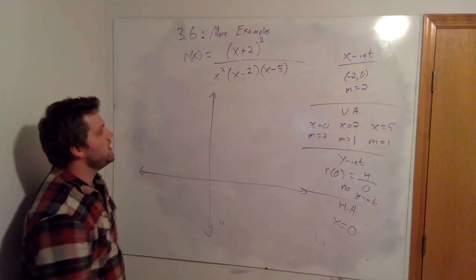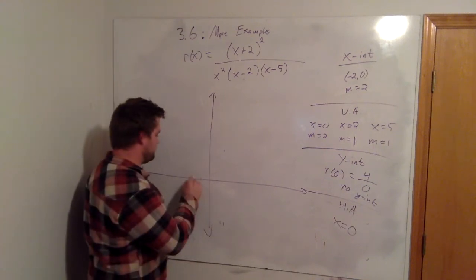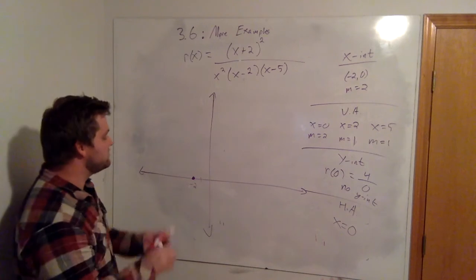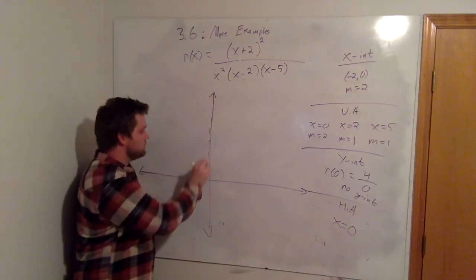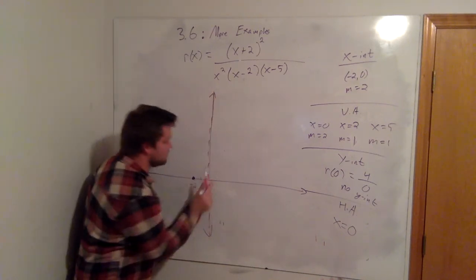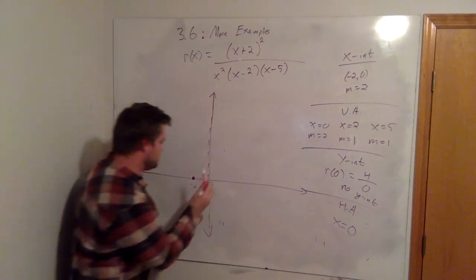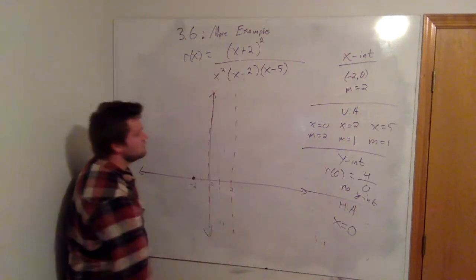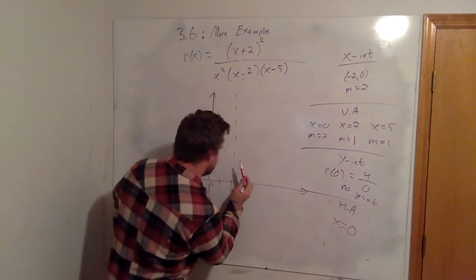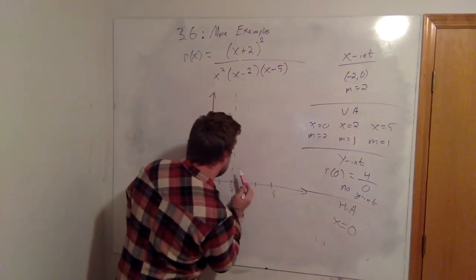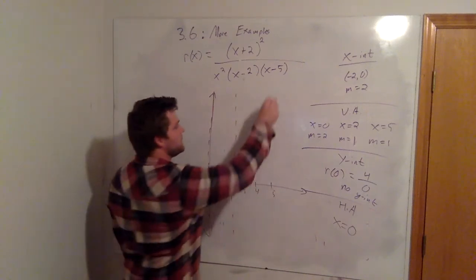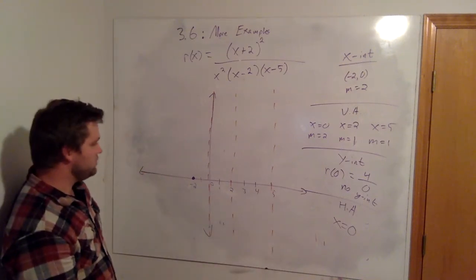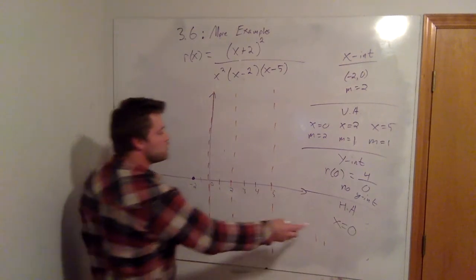Okay, so I have an x-intercept at (-2, 0). I have a vertical asymptote at x equals 0, so I have a vertical asymptote here. I have a vertical asymptote at x equals 2, and also one at x equals 5. Sweet. This is what we know so far. Oh, and we have our horizontal asymptote here.